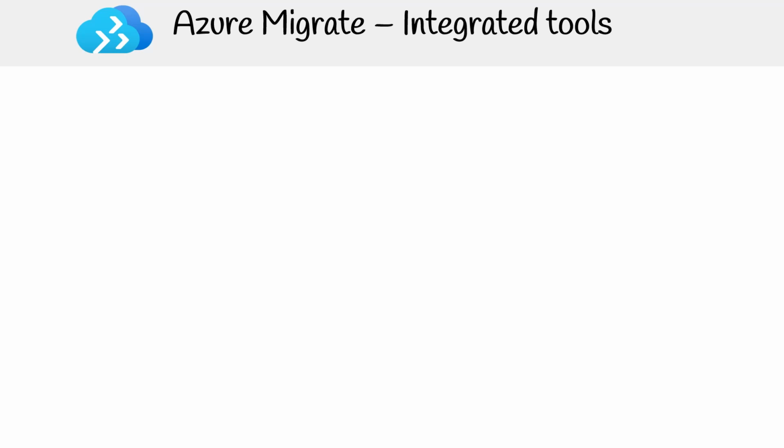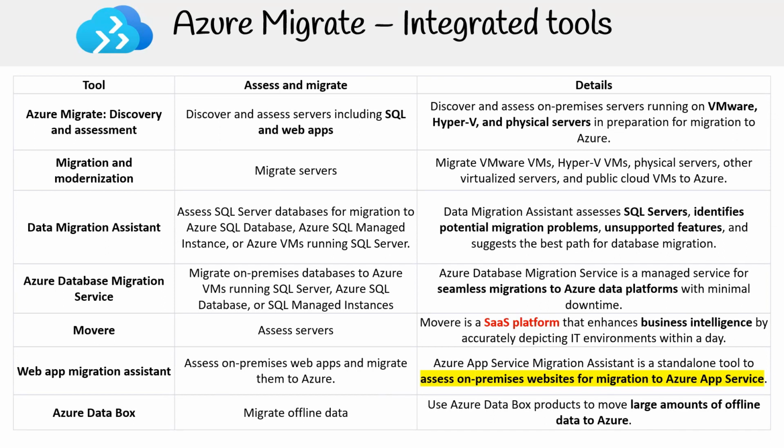The next thing we'll be covering are the integrated tools in Azure Migrate. The Azure Migrate Hub includes these tools: Azure Migrate Discovery and Assessment. Discover and assess servers including SQL and web apps. Discover and assess on-premises servers running on VMware, Hyper-V, and physical servers in preparation for migration to Azure.